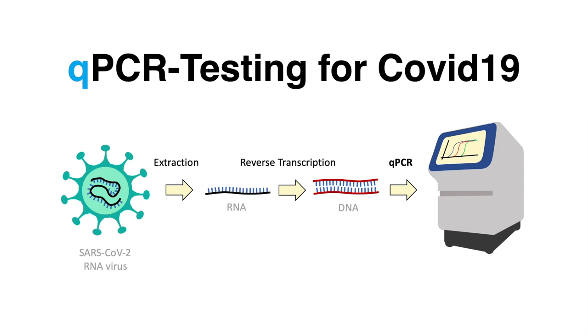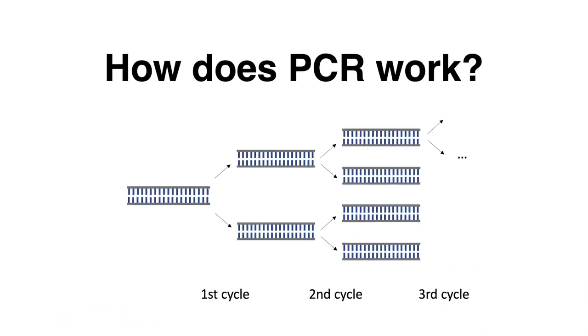The RNA is extracted and reverse transcribed into DNA. The DNA can then be analyzed with qPCR in a light cycler. In conventional PCR, a DNA sequence of interest is amplified. The presence or absence of that DNA sequence is detected in an endpoint analysis after reaction completion.